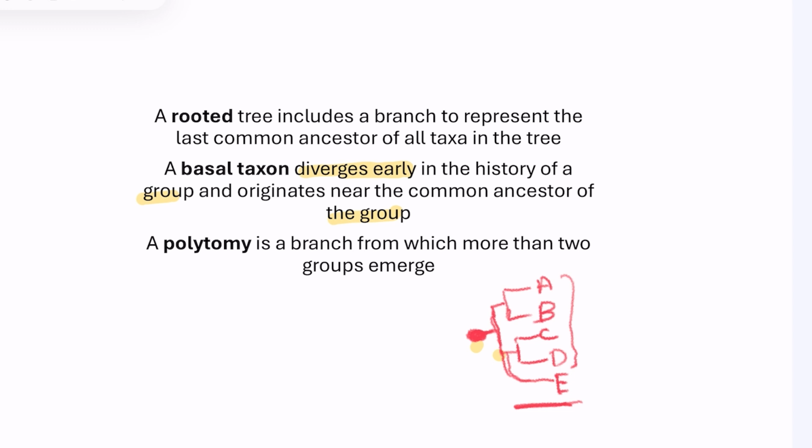Now, this is another phenomenon. A polytomy is a branch from which more than two groups emerge. We will discuss in the next slide what a polytomy is, and how it emerges from more than two groups.